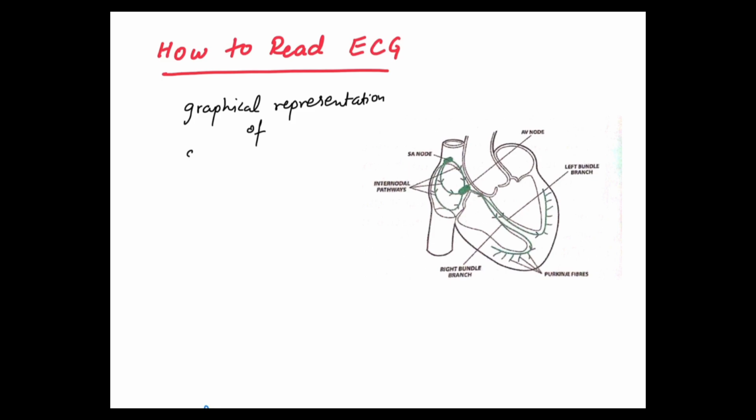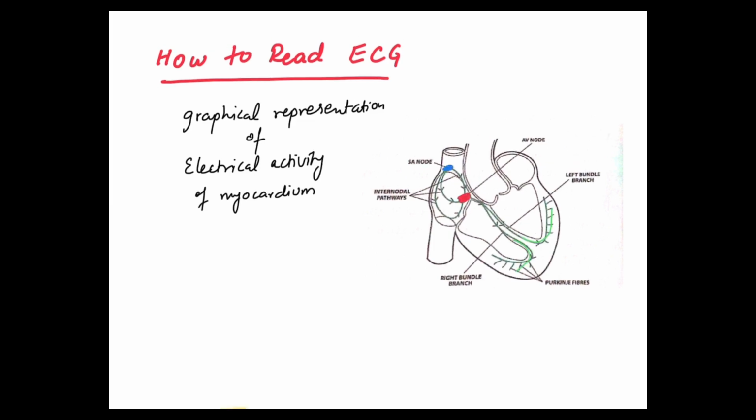So ECG is basically a graphical representation of electrical activity of the heart or myocardium, which is basically the muscles of the heart. So there are basically different nodes and different wiring in the heart that carries the current or electrical signal from one point to another.